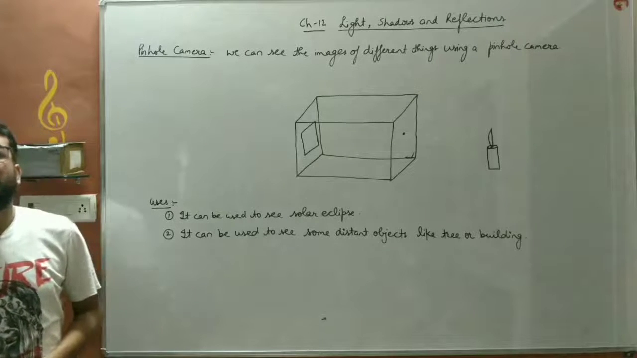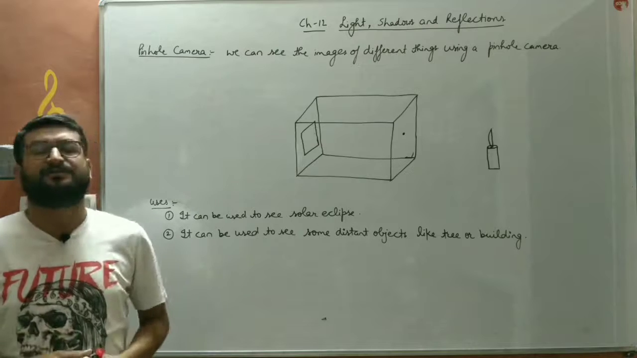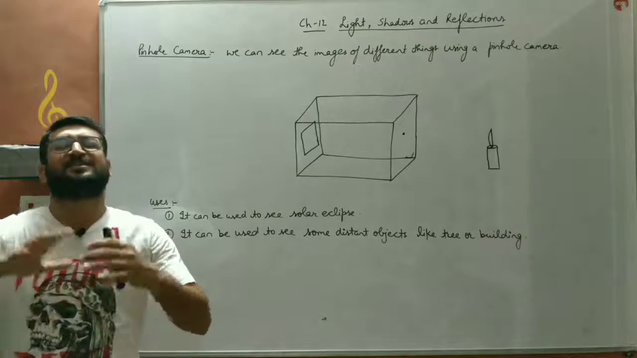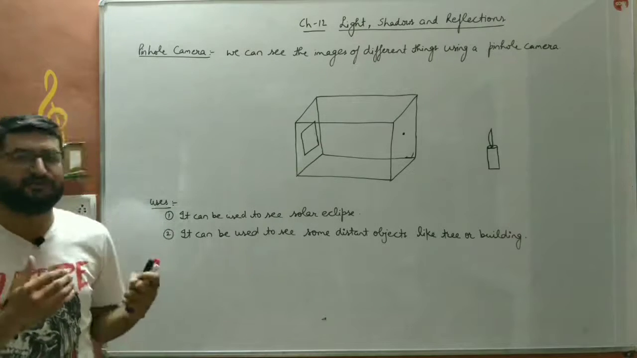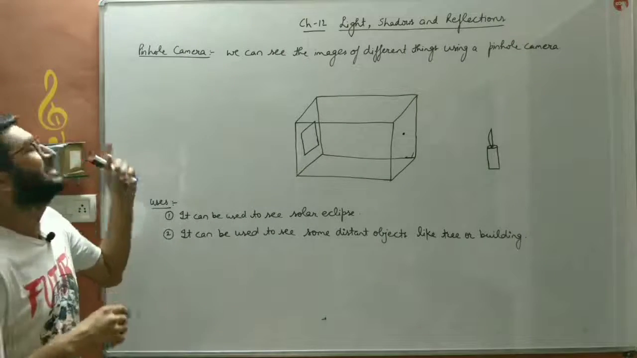Hello children, we are discussing chapter 12, light, shadows and reflections. In this chapter, the topics which we have discussed already in our previous videos, first we'll revise them. First thing which we discussed was light.